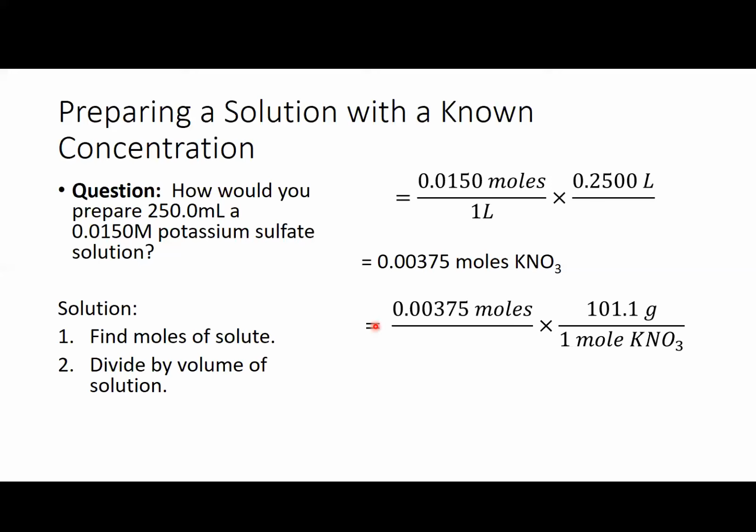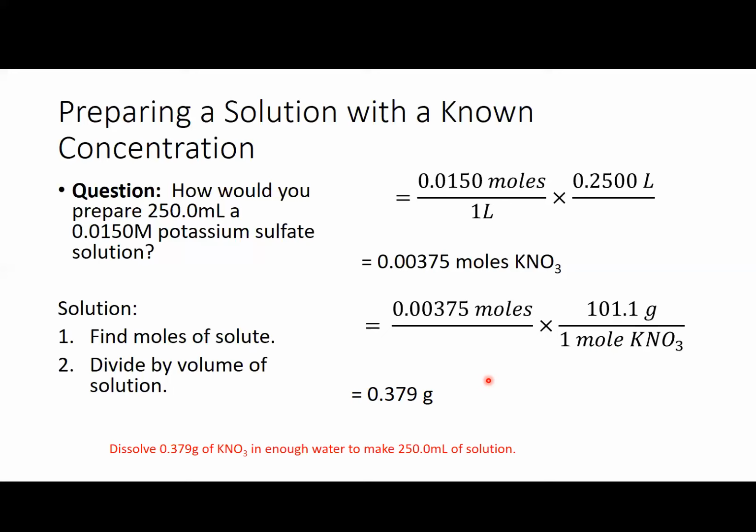So now what I want to do is, I don't have a scale that's going to measure out the right number of moles of something. I do have scales that will measure the right number of grams of something. So if I have the molar mass of potassium nitrate, which is 101.1 grams per mole, then I can determine how many grams of this stuff I need. So I would need 0.379 grams. And the way that I would make this, the actual answer to this question, is I would dissolve 0.379 grams of potassium nitrate in enough water to make 250 milliliters of solution.